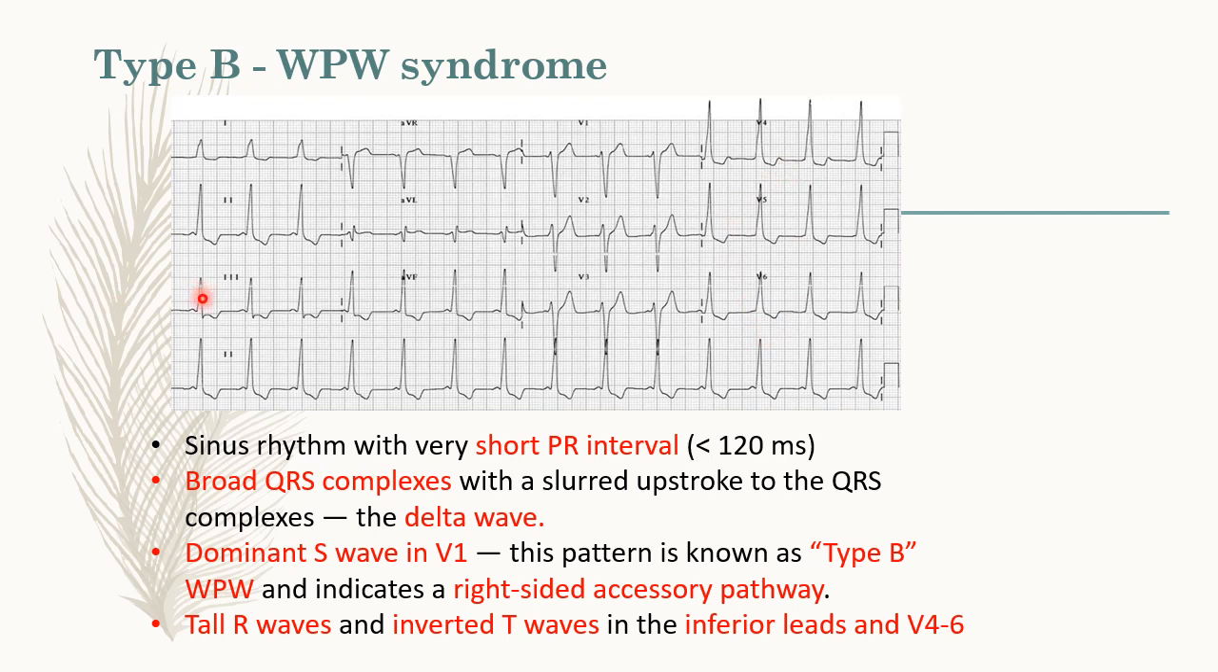Now I'll repeat again. Sinus rhythm with a very short PR interval, less than 120 milliseconds. Broad QRS complexes with a slurred upstroke to the QRS complex, the delta wave. Dominant S wave in V1. Tall R waves and inverted T waves in the inferior leads and V4 to V6.